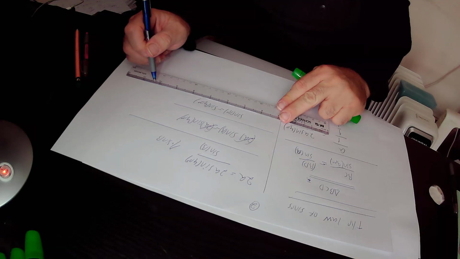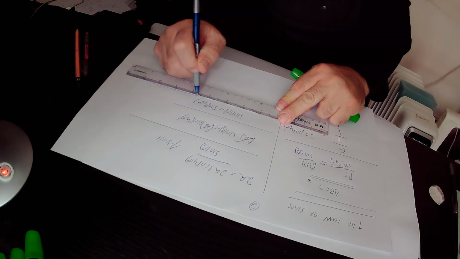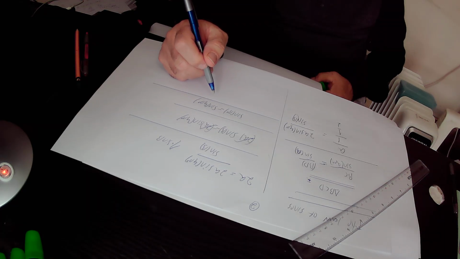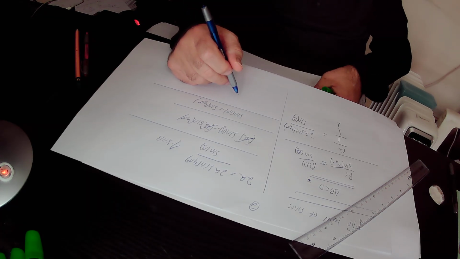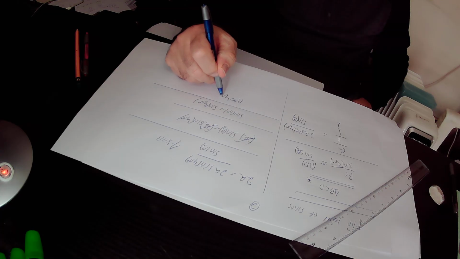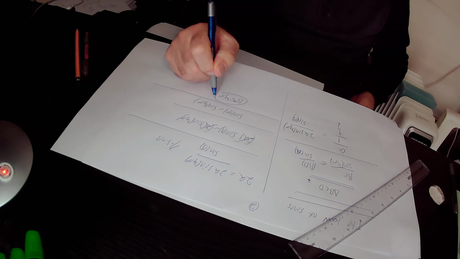If sinus beta equals sinus 40 degrees, it means that beta equals 40 degrees in its size. This is the first solution for beta. And the second solution for beta is as follows.